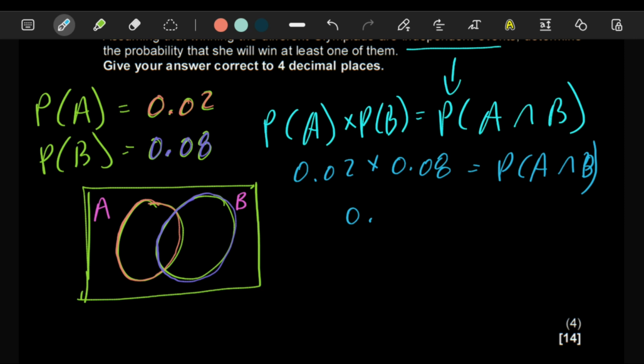Hey, calculator. Yeah, is it 0.16? I don't know, bro. I ain't gonna take that chance. 0.02 in the calculator times 0.08. Yeah, you see, 0.0016. Yo, I was about to flop so nicely.